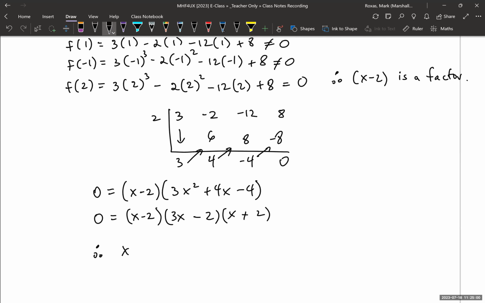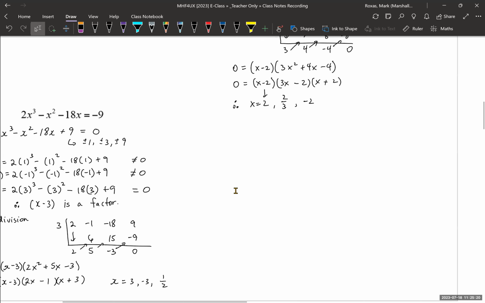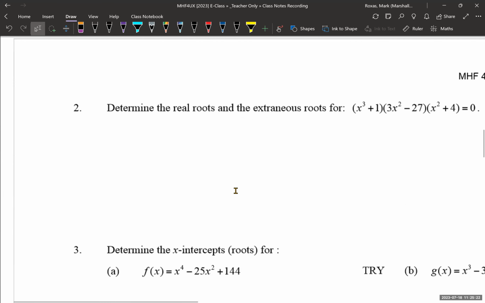Therefore, x equals 2 from the first factor. We can have 2/3 from the second factor and minus 2 from the third factor. So those are our 3 solutions there. Okay, so those are just some different kinds of ways to solve an equation that's given to you in various forms. Let's look at the next page, example number 2.